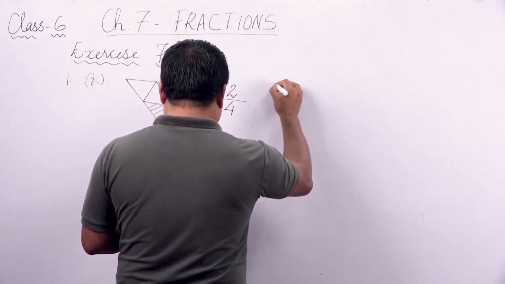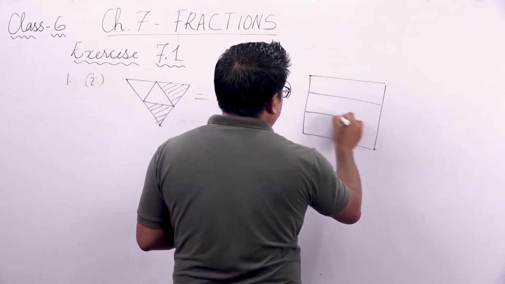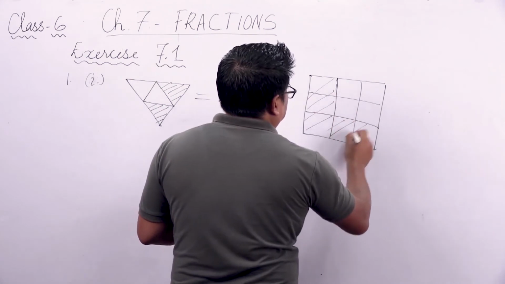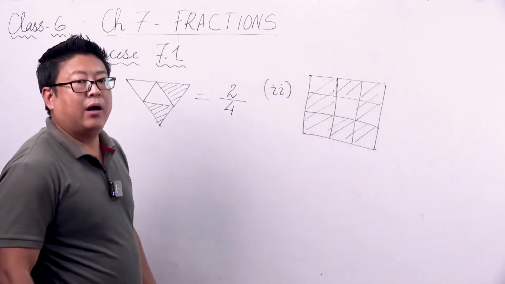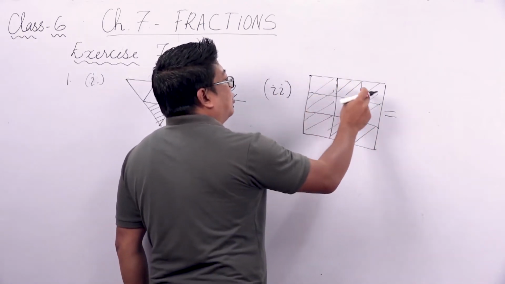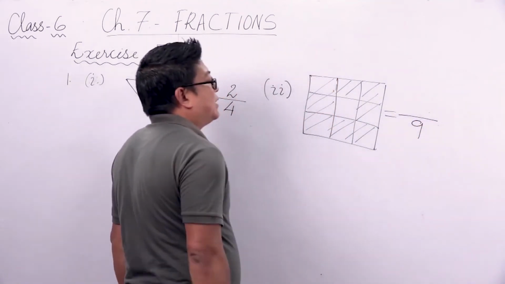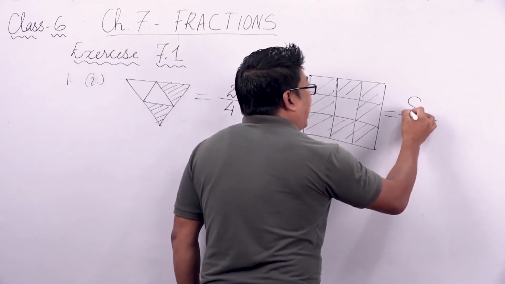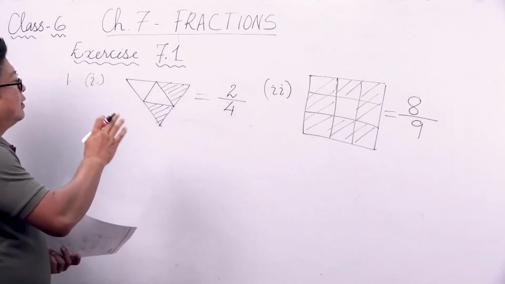Similarly, question number 2. These are the shaded portions. Only this part is remaining. Now, count the total number of parts here. 1, 2, 3, 4, 5, 6, 7, 8, 9. We have 9 parts, and out of that, 1, 2, 3, 4, 5, 6, 7, 8. 8 parts have been shaded, okay? So this is about question number 1.